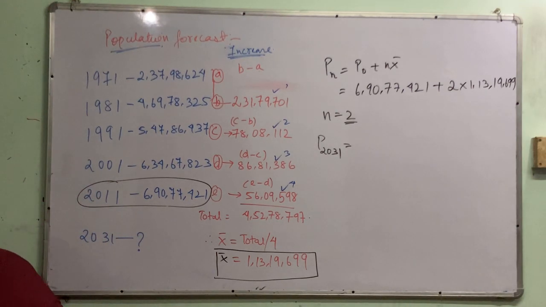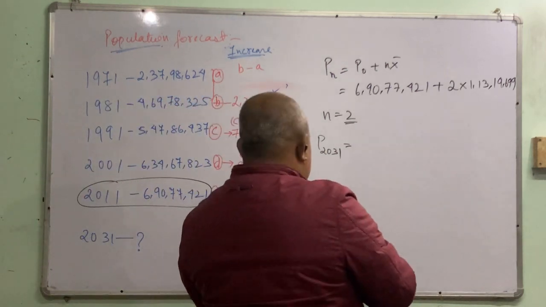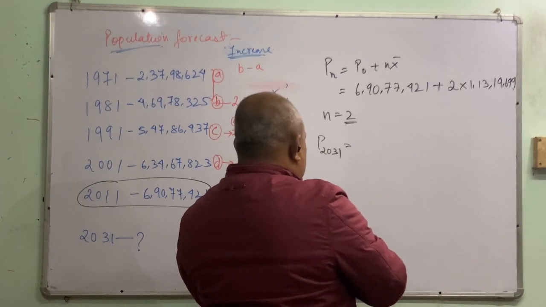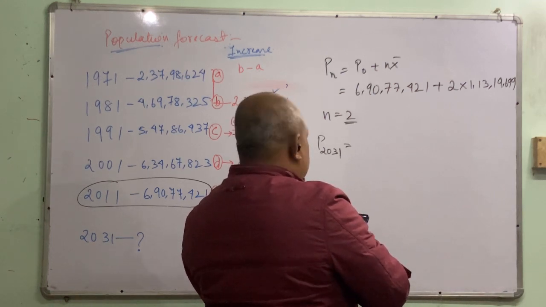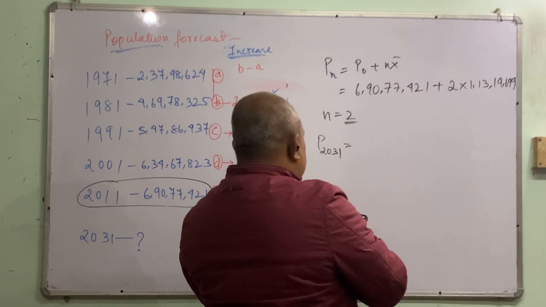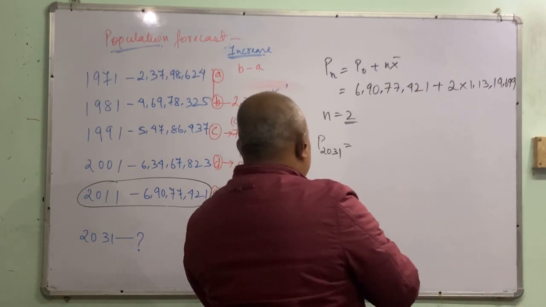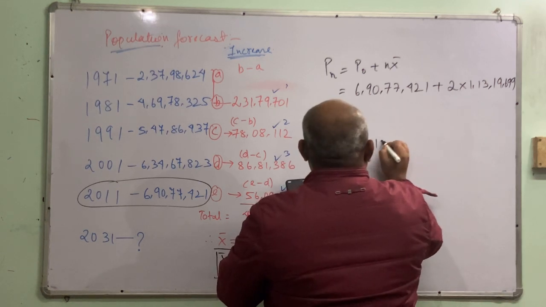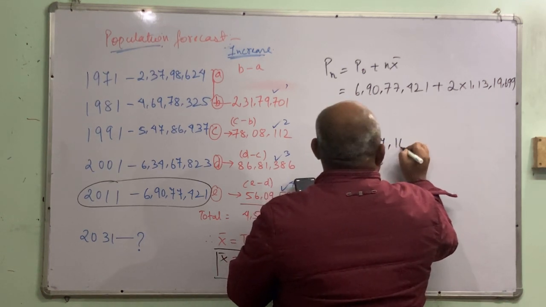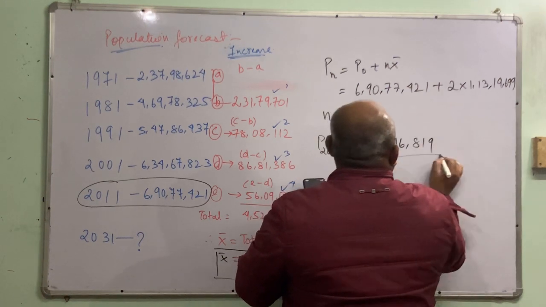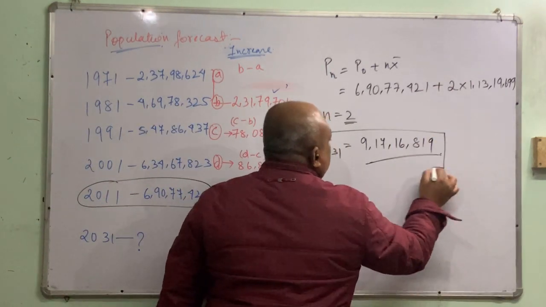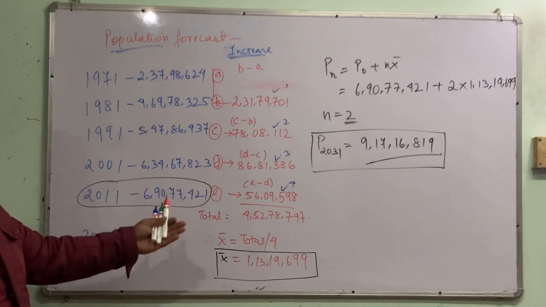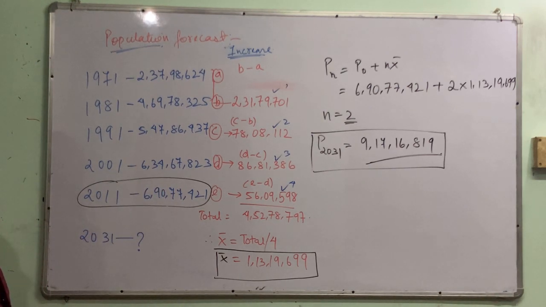Actually, it is not given over here, so let me find it out. 2 into 113,19699 plus 690,77421. So you will get a population of 9 crore 17 lakhs 16,081. This is the final answer. This is the population in 2031 for a controlled town or a city. Is it okay? Fine.